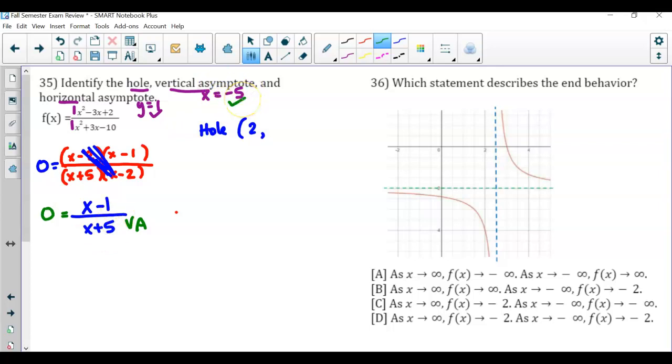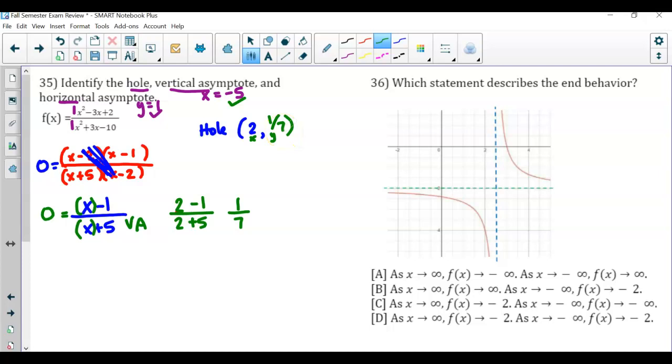So that also matched. Then what do we have to do to get the y coordinate of the hole? Well, if x is 2, then substitute x with 2. So this is 2 minus 1 over 2 plus 5, or 1/7. So that is your hole.